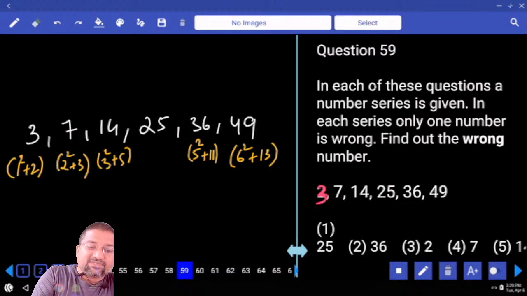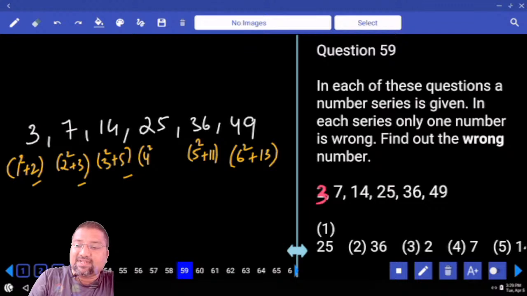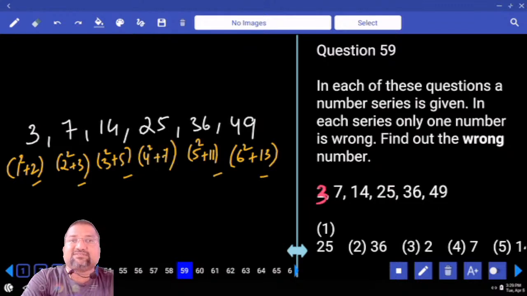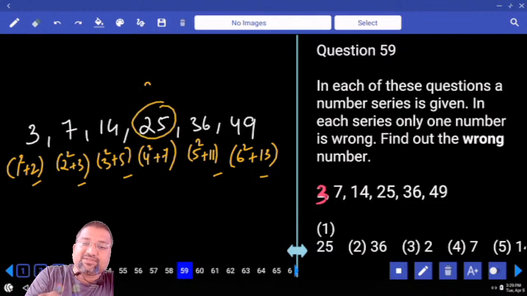Look at these numbers. 1, 2, 3. Obviously here it should be 4 square. The numbers added after this are 2, 3, 5, 11, 13. So this should be 7. 4 square 16 plus 7 is 23.